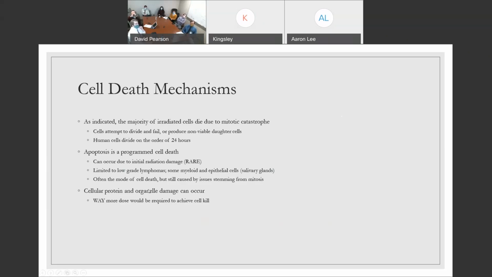Again, cellular protein and organelle damage can occur, but it's really not happening on the order of damage that would be required to make a non-viable cell. It's all genetic information.